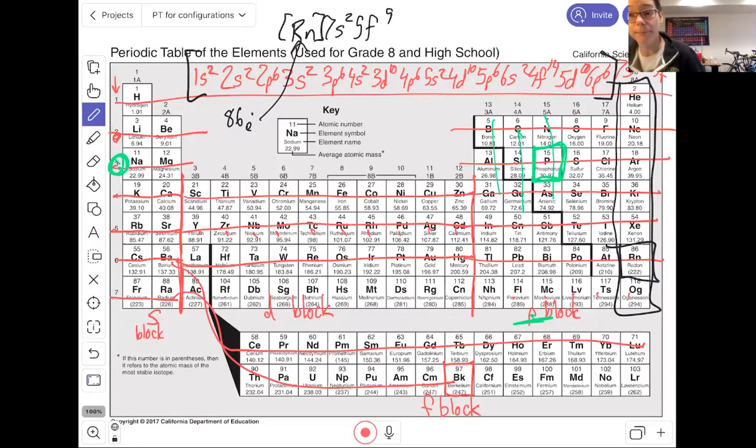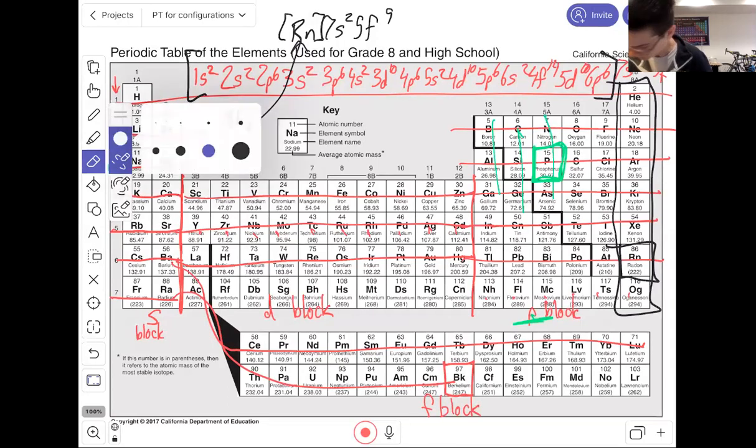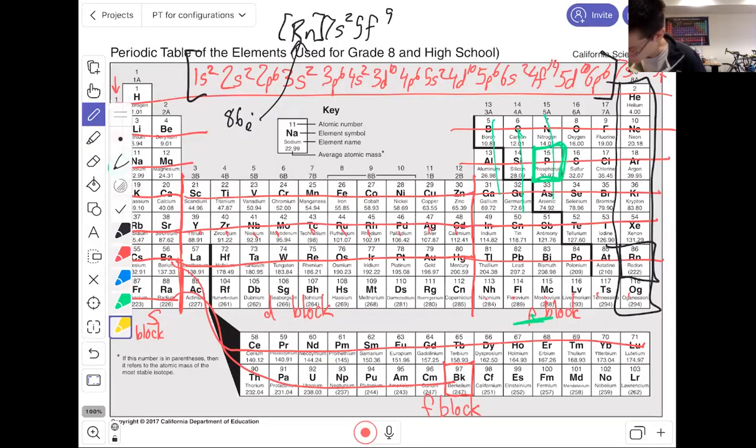Before I end class really fast, let me show you one more straight off the periodic table. If I wanted to do 10, what noble gas would I start with if I want to do the electron configuration for 10?